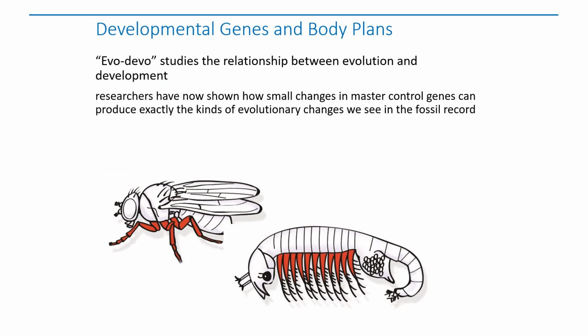So when we look at the development of genes in the body plans, it's known as evo-devo, or a combination of evolution and embryonic development. These are looking at the relationships between evolution and development. And now we know that small changes in the master control genes are what are able to give us the evolutionary changes that we can see within the fossil record.